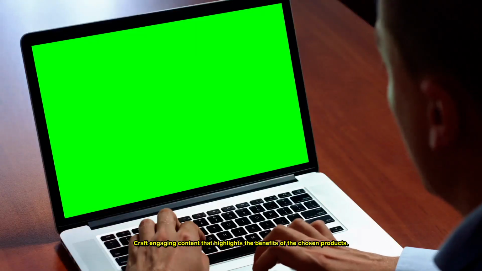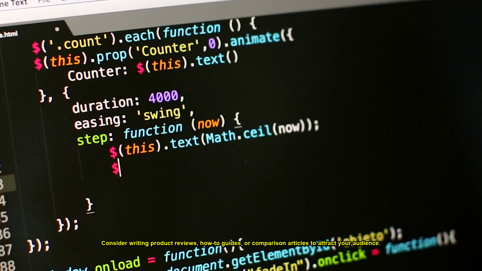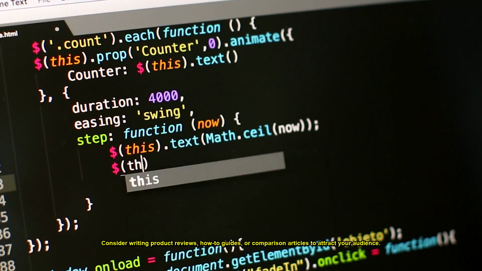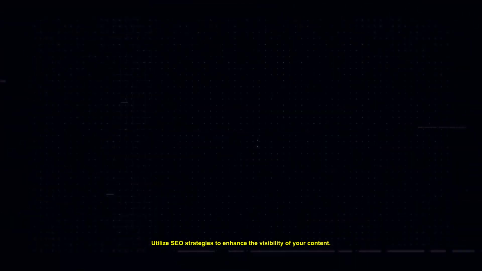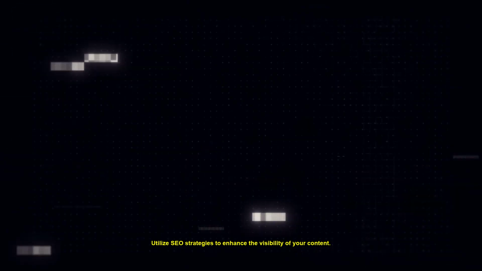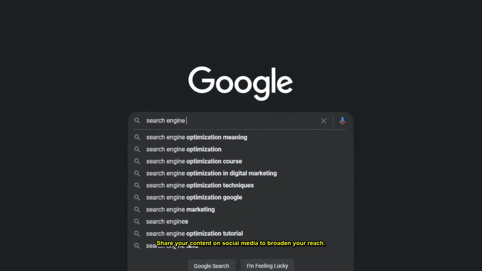Craft engaging content that highlights the benefits of the chosen products. Consider writing product reviews, how-to guides, or comparison articles to attract your audience. Utilize SEO strategies to enhance the visibility of your content. Share your content on social media to broaden your reach.